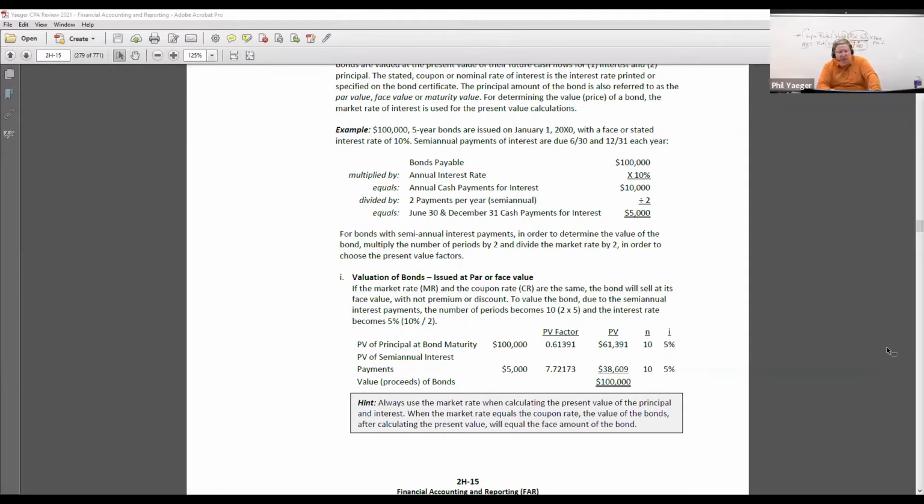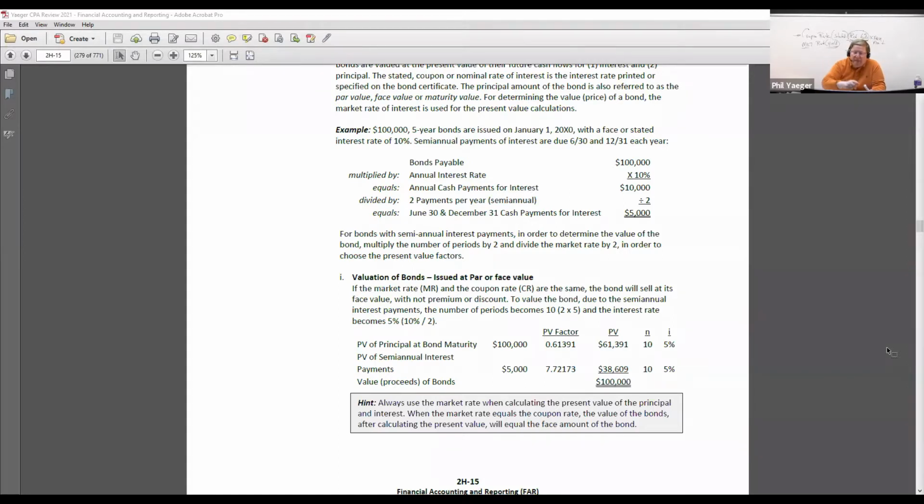Now let's look at this example here. It says the present value of the face amount is 100,000. Now let me get some facts here. There's a present value of $1 factor, 0.61391. Now what is that factor? It's the factor for the present value of $1.